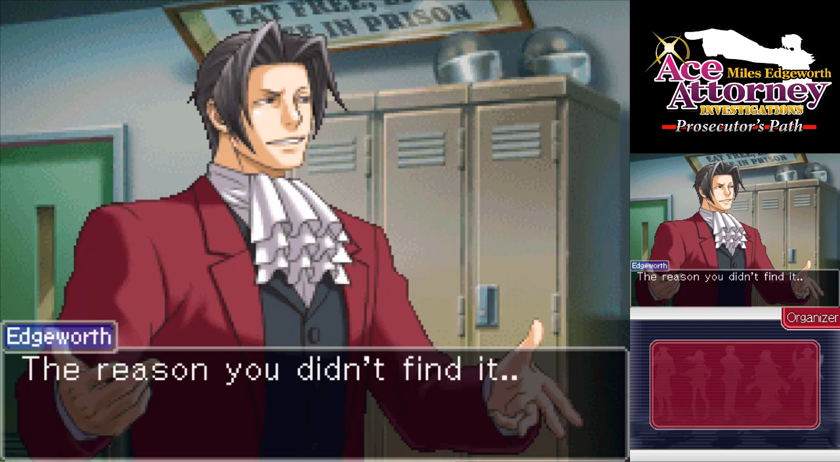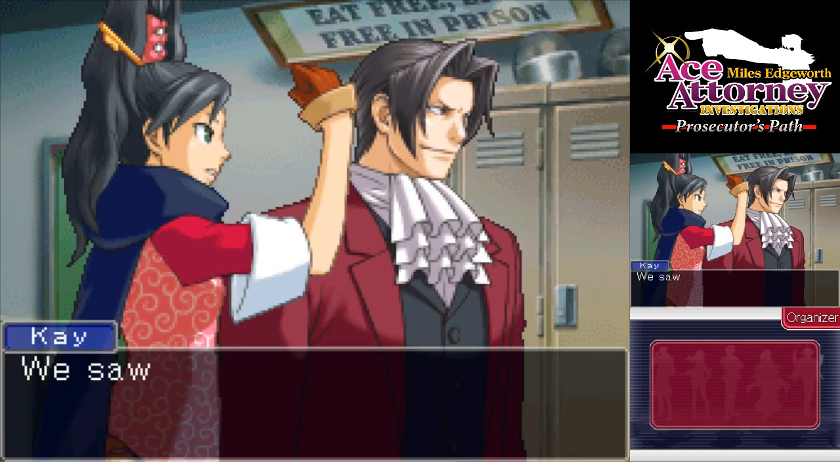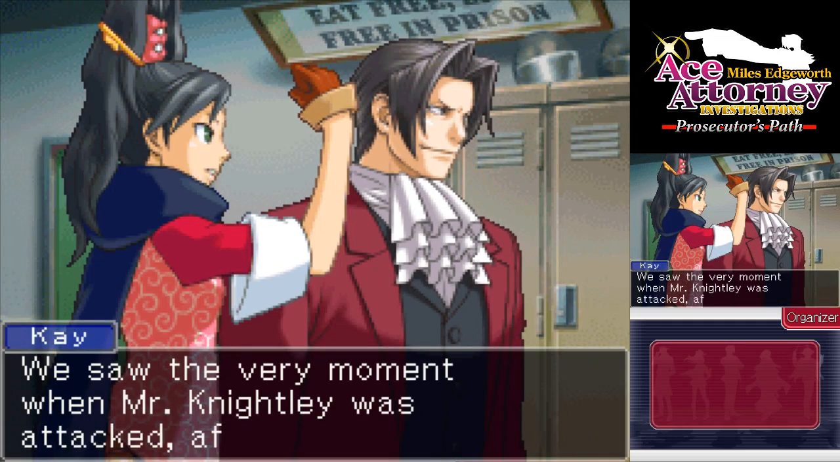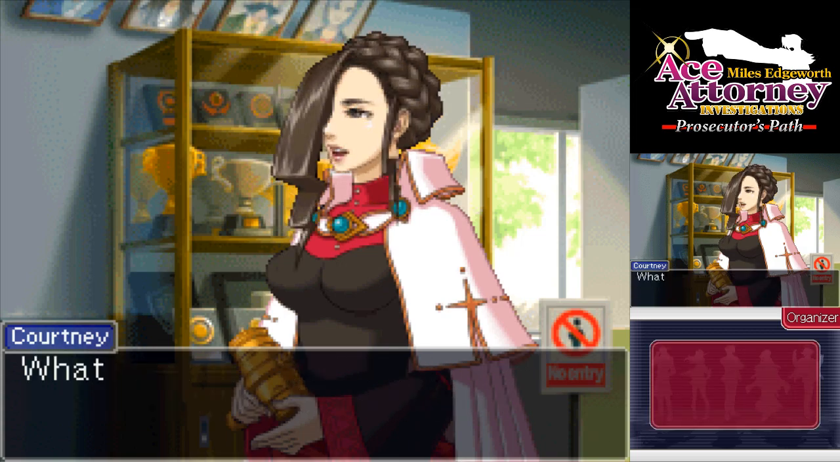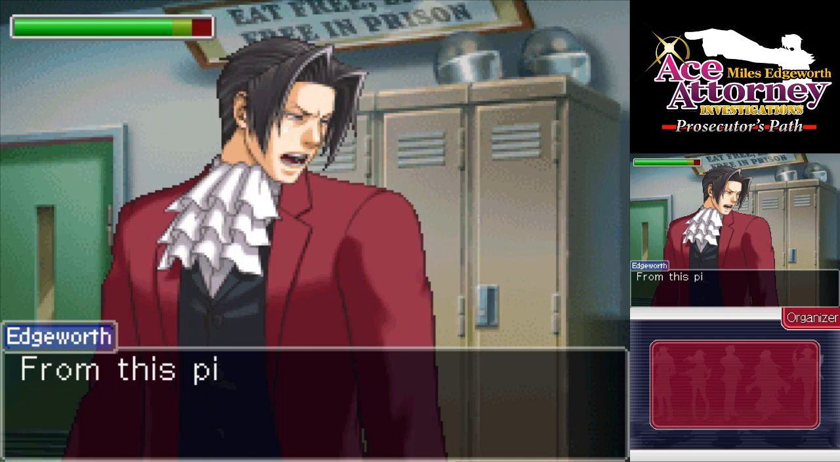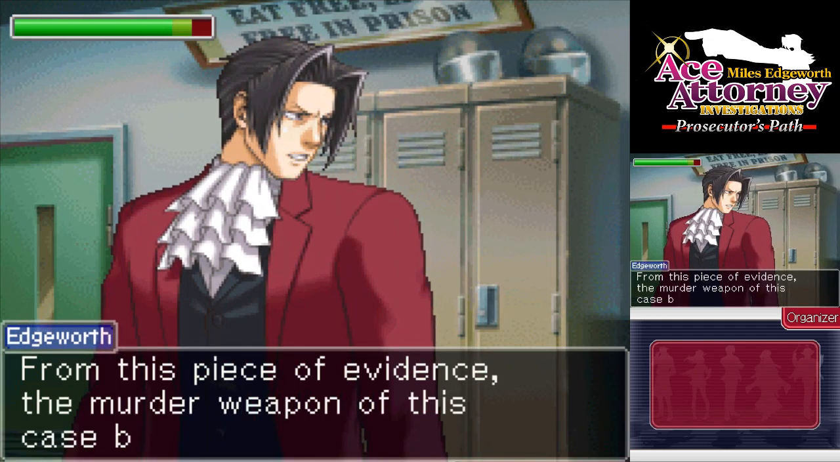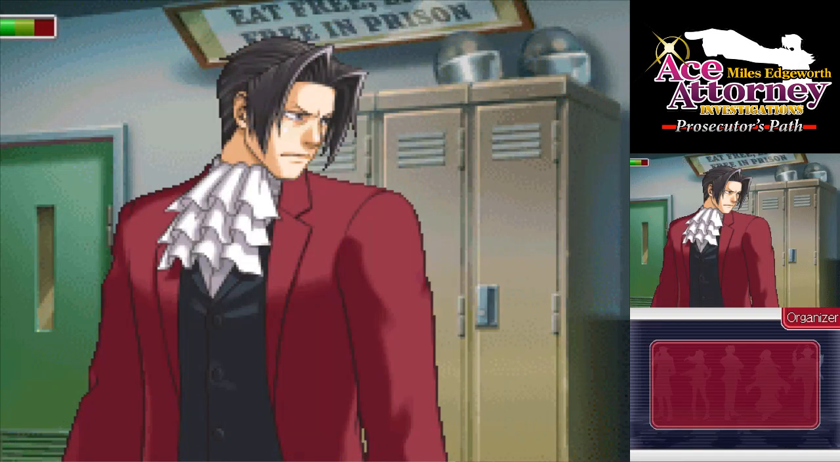The reason you didn't find it is because you believed it to be a sharp metal object. We saw the very moment Mr. Knightley was attacked, after all. If you can say that much, then perhaps you can enlighten us. What would you say is the murder weapon in this case? From this piece of evidence, the murder weapon of this case becomes obvious. That would be the security footage.